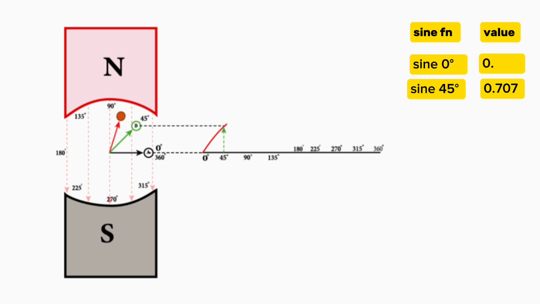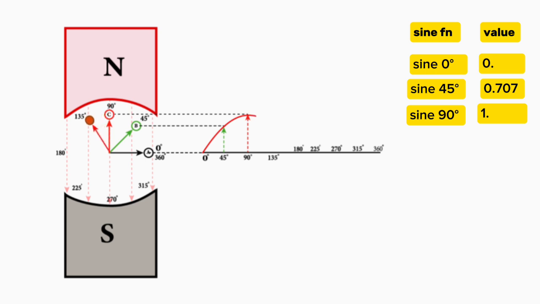Next, at the 90-degree position, the conductor's motion becomes perpendicular to the magnetic field lines. This is where the maximum number of flux lines are cut. As a result, the conductor generates the maximum positive voltage. And mathematically, this matches the sine function, because sine 90 degrees equals 1, which is the maximum value of the sine function.